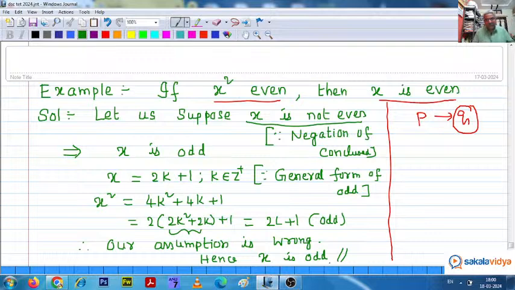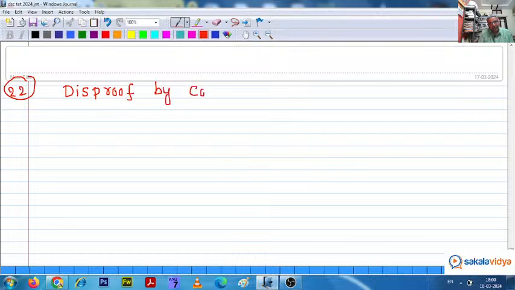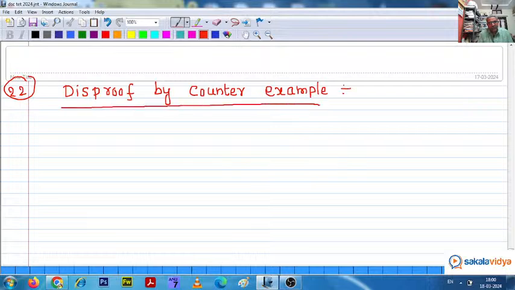So next, one more proof we shall discuss, that is the 22nd one, called disproof by counter example. So we need to disprove the given statement by considering a best counter example.